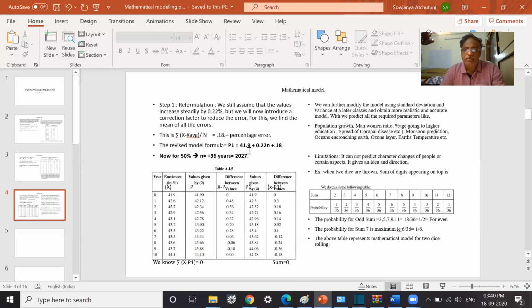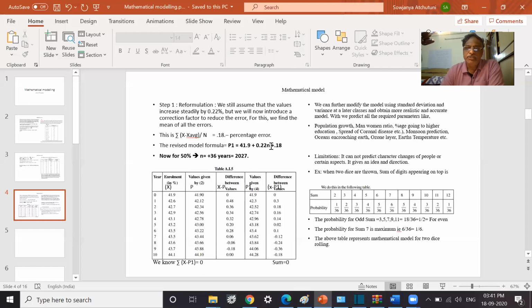If you see with the new formula, it is coming to 2027 itself. We are reaching 50% of girls. In the old formula, we got 2028. So 1 year is reduced because my P1 has increased. So with the correction, I will assume that by 2027, 50% of girls will be in primary education.